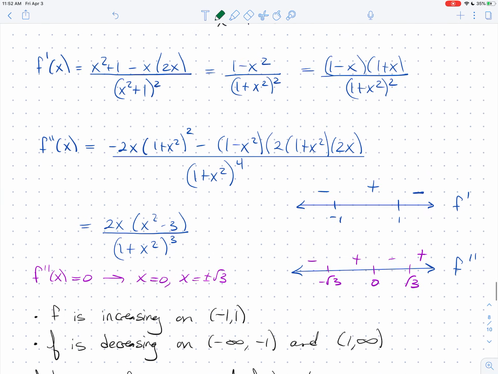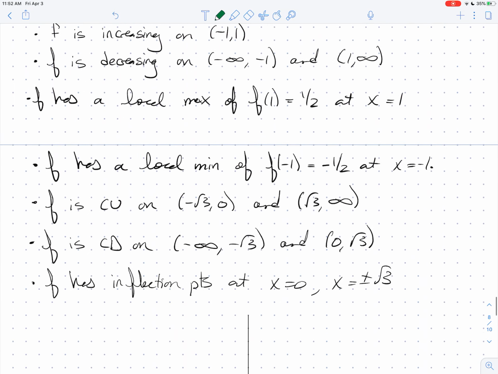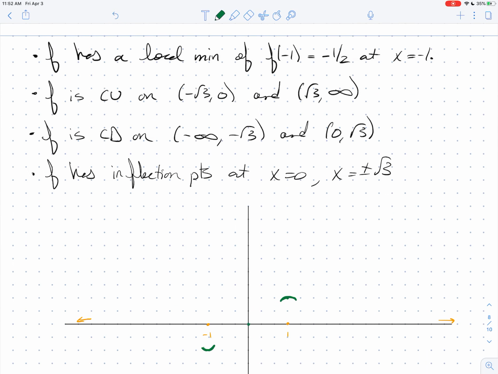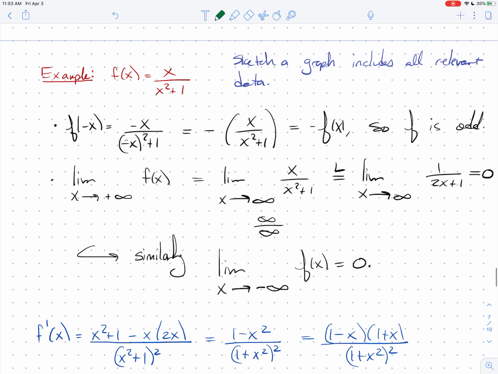By the way, don't forget the y-intercept. That's pretty easy. If you scroll up to your function and you just plug in 0, you get out 0. That's the x-intercept and the y-intercept in this case. So that's just a point. You can use your old school technique of just plotting points. Don't be afraid to do that if you need to. So I've got these particular points.